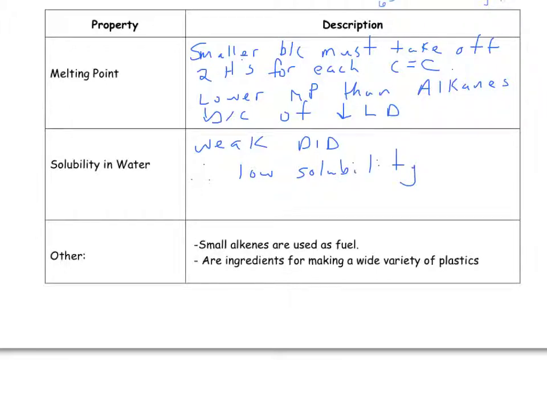Other things you need to know about alkenes. Small alkenes are used as fuel, and they are heavily used as starting ingredients for making different kinds of plastics. Because of that double bond there, it gives you more options of reactions that you can do with alkenes over alkanes.